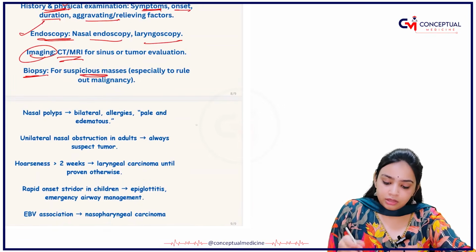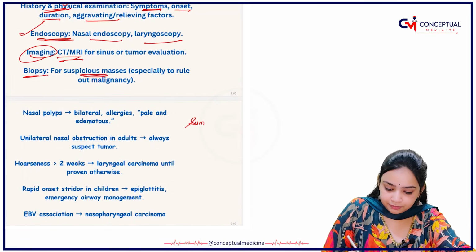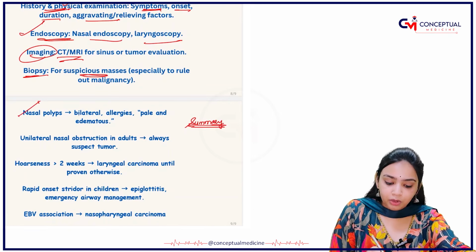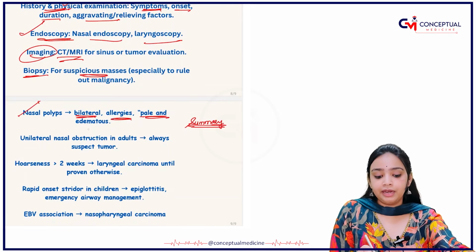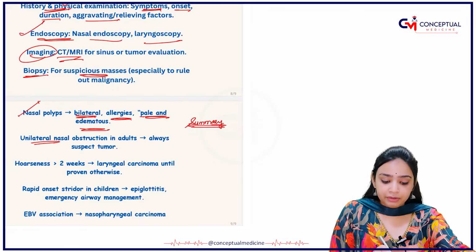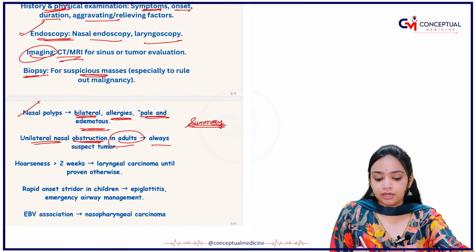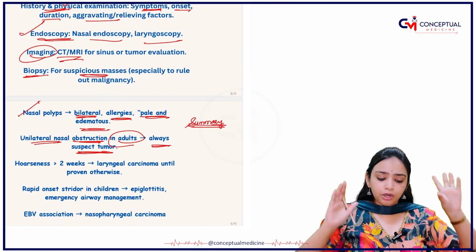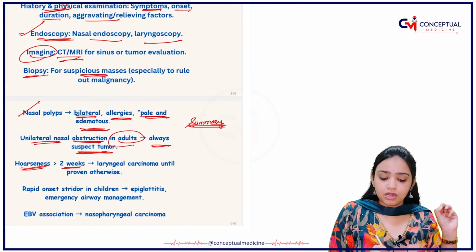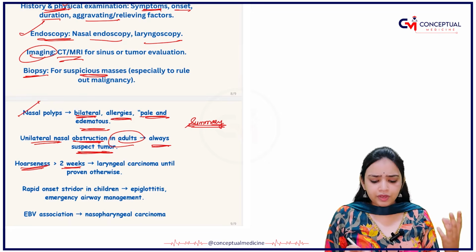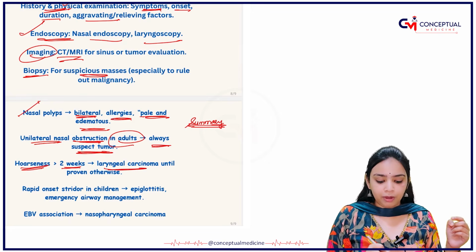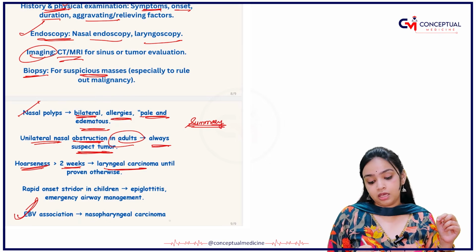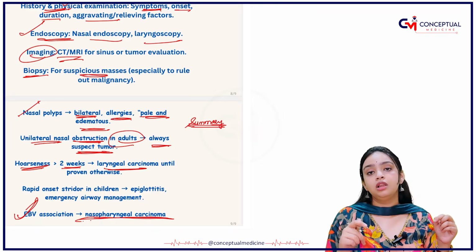This is your summary table. What are the things that we have discussed? Nasal polyp is bilateral, with allergies, and pale and edematous. Unilateral nasal obstruction in adults is always suspect; if it is always there, then suspect tumors. If there is hoarseness of voice of more than or equal to 2 weeks, think of laryngeal carcinoma. And if there is an association of Epstein-Barr virus, then think of nasopharyngeal carcinoma.